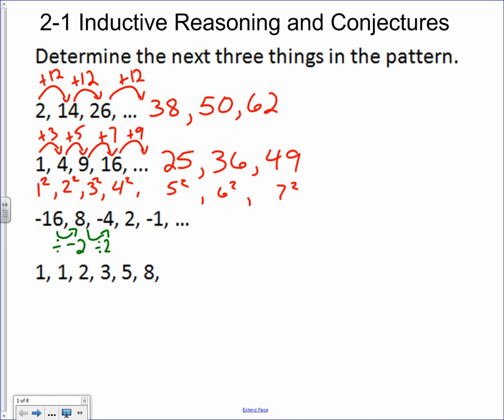2. If we divide by negative 2 again, we get negative 1. And if we divide by negative 2, we get 1/2. Dividing by negative 2 again, we get negative 1/4. And dividing by negative 2 one last time, we get a positive 1/8.